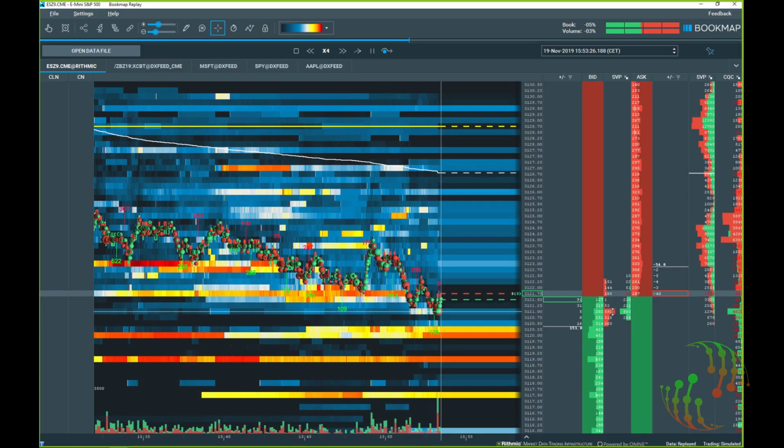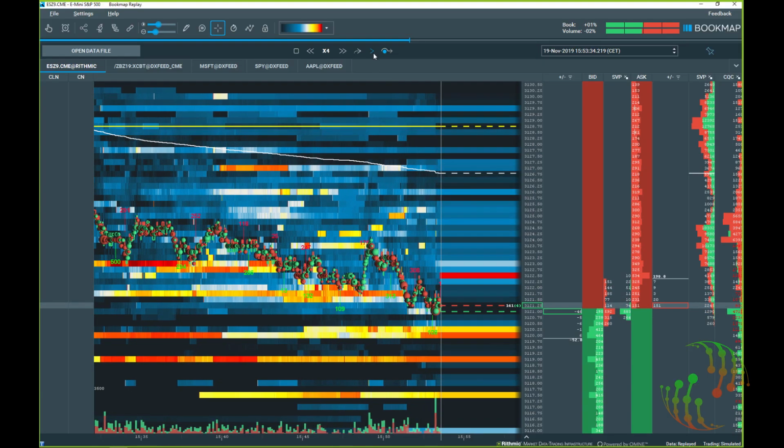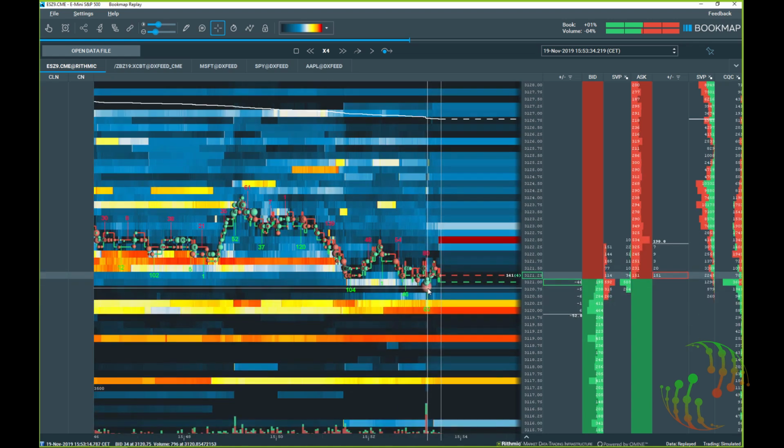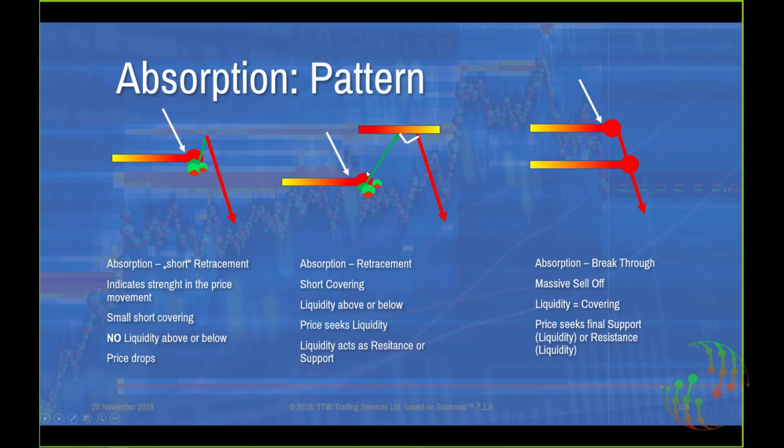You see how they are resisting that? This was an absorption. Here, this is the absorption. This is the huge traded volume at 2075. And let me show you what I mean. This is this one here.